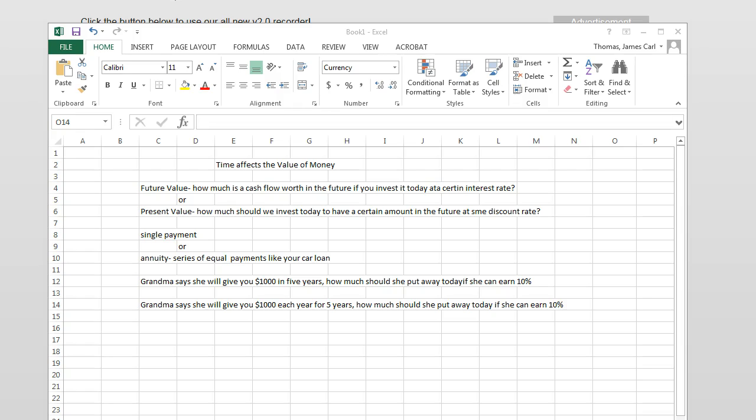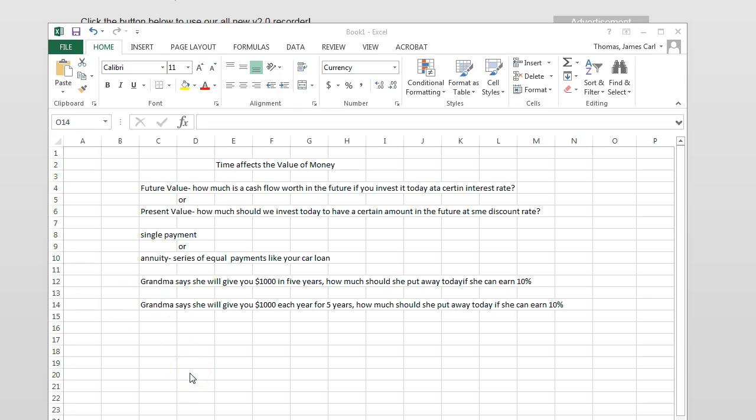We also have to think about whether we're looking at a single cash flow. We're going to measure every single cash flow here. Is this a single one? Or is it an annuity, a series of equal payments, just like your car loan or your house loan or your school loan, heaven forbid? Okay, so I've got a couple of examples I thought we could look at to see how we can handle problems like this.